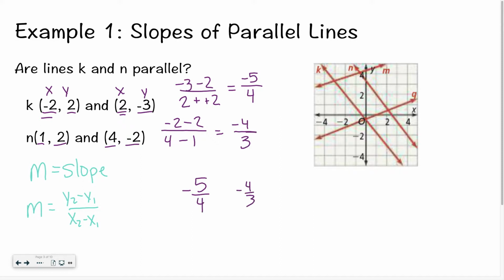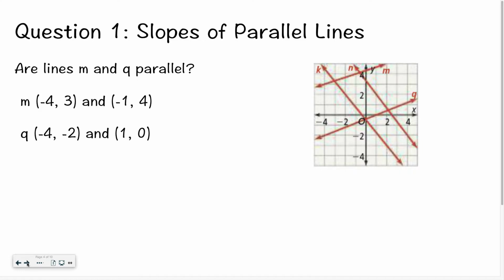Are those equal? No. So we would say line K is not parallel to line N. Alright, I want you to determine whether lines M and Q are parallel, given that they go through those points. Good luck. Hopefully you ended up with a 1/3 slope for line M and a 2/5 slope for line Q, meaning that those two lines are not parallel. In order to be parallel, they would both have to be 1/3 or both have to be 2/5.